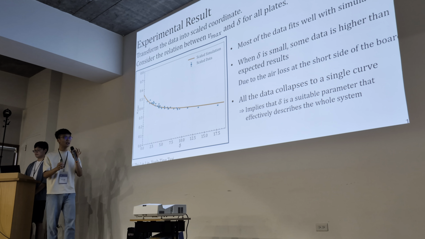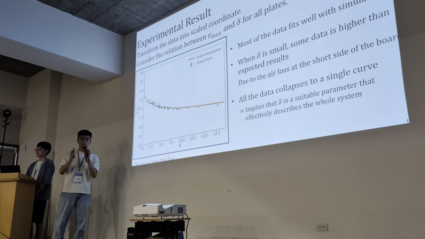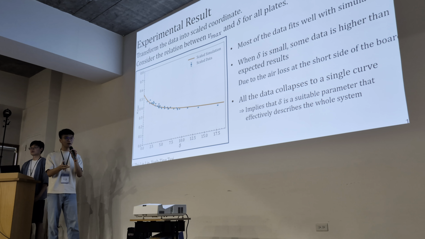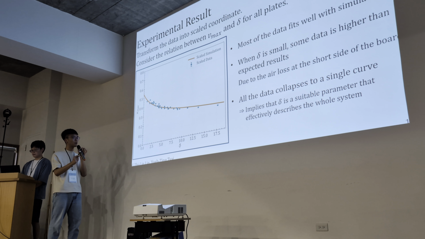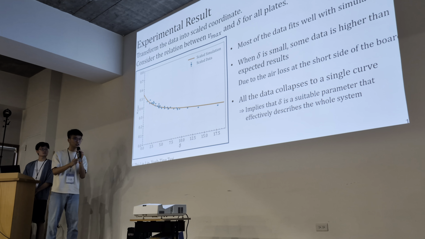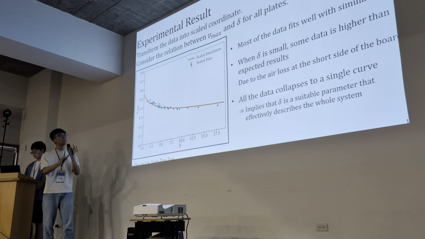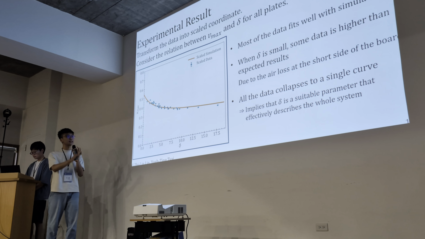So in this figure, the horizontal axis is delta, which represents the initial conditions: the width of the plate, length of the plate, initial angle, and air density will all be written in this delta. And in the vertical axis, Vmax represents the maximum velocity for each data point. And in this figure, most of the data can fit well with the simulation.